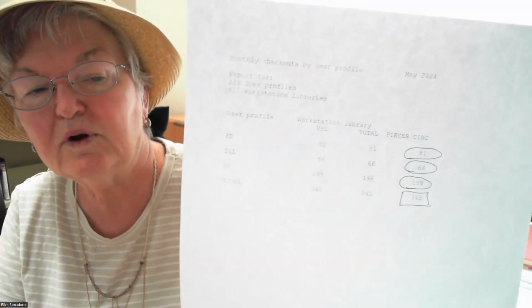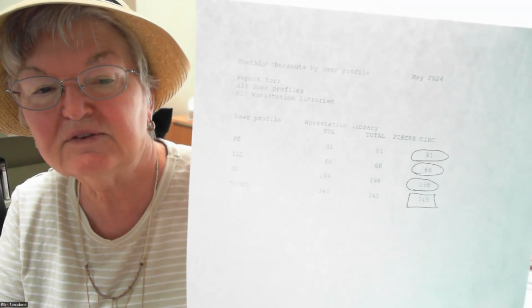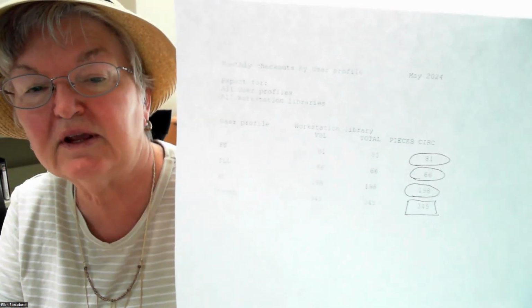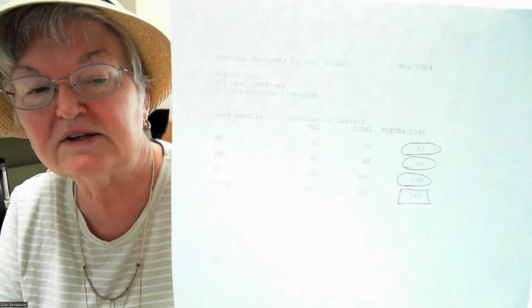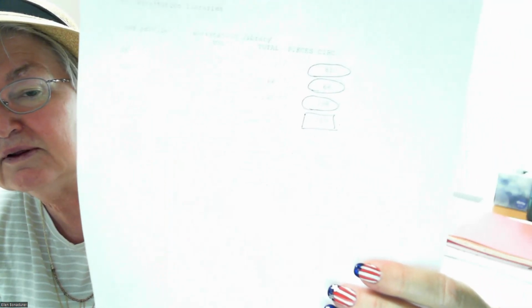So on the user list, we're going to need each one of those separately because we have several different categories of people who can check things out. The top one there is for faculty and staff. So anybody who's an employee would be that top number.